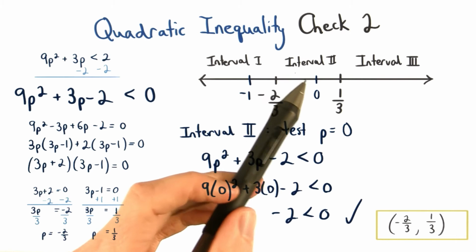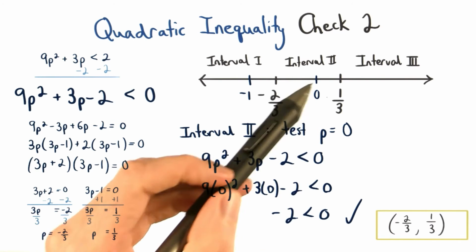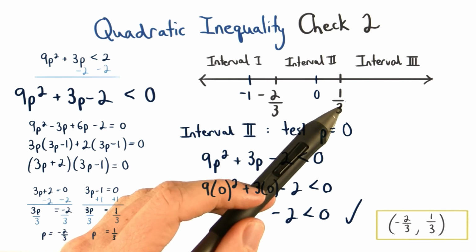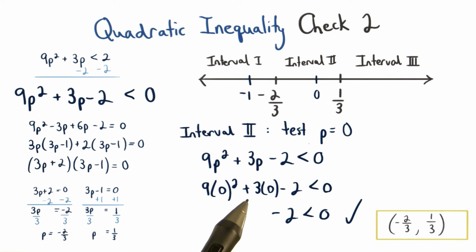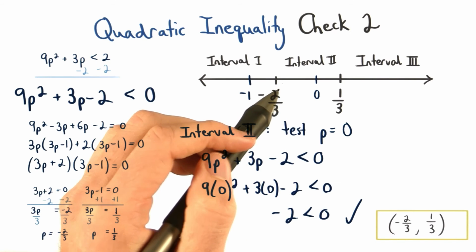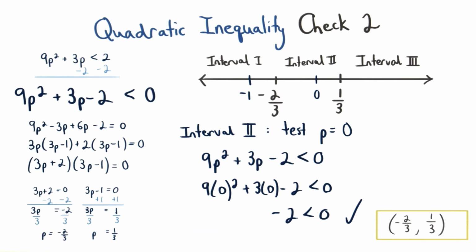For the second interval, we'll test the value of 0. We know 0 is in between these two fractions since one of them is negative and the other one's positive. When we plug in p equals 0, we get the statement negative 2 is less than 0. This is definitely true, so this part is part of our solution set.